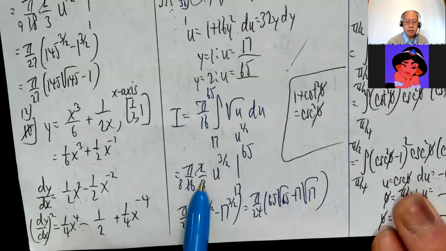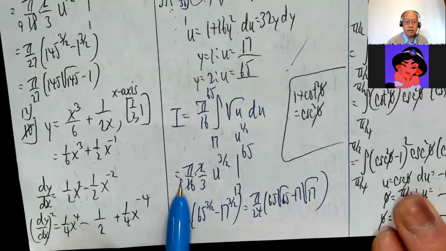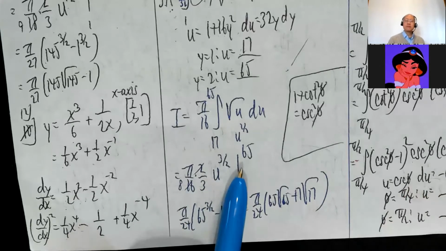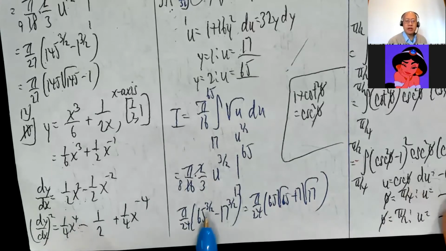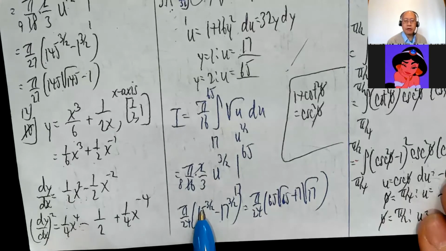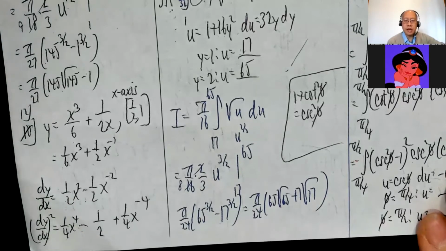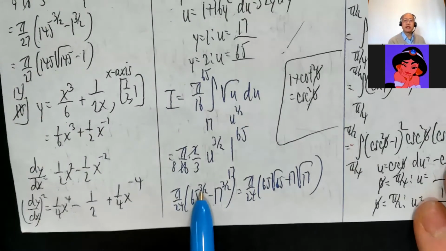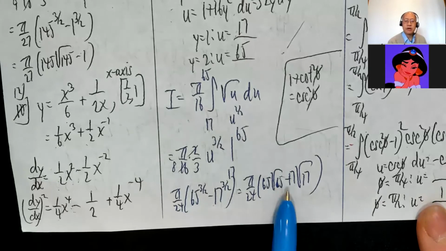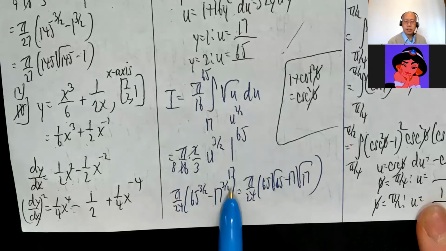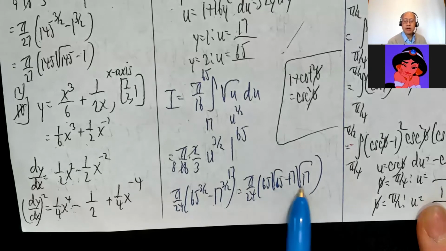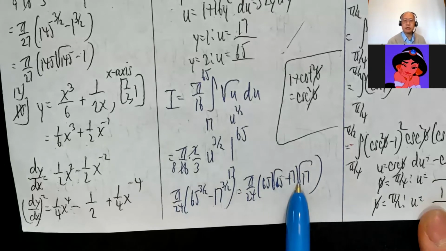A little bit of touch up here. 2 cancels into 16, giving me 8. So I have pi over 24 times 65 to the 3/2 minus 17 to the 3/2. And you should know now the rule of writing this. I do want you to have something raised to the 3/2, like 65, written as 65 radical 65 minus 17 radical 17. So this is the final answer: pi over 24, 65 radical 65 minus 17 radical 17.